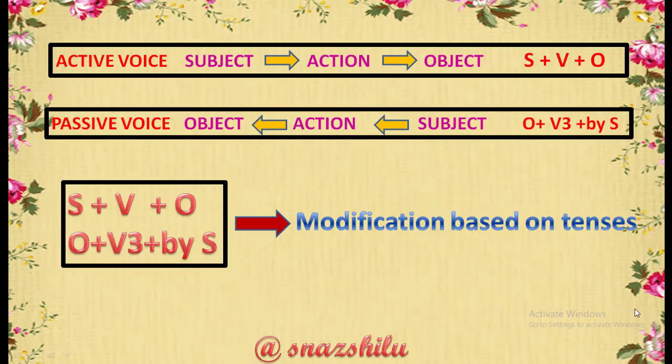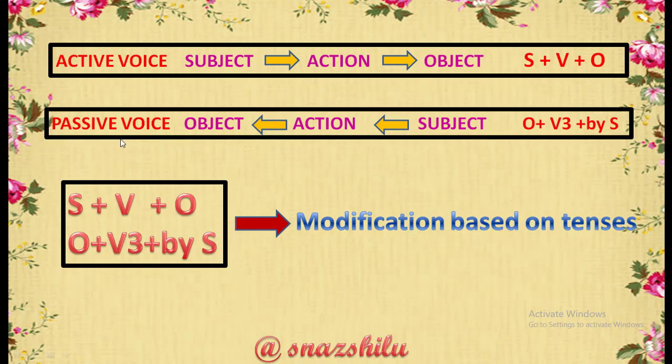So students, let's take a look at what we have learned. Firstly, we discussed what active voice is. Here, the subject performs the action and the object receives the action. And the general sentence structure of it is subject plus verb plus object.